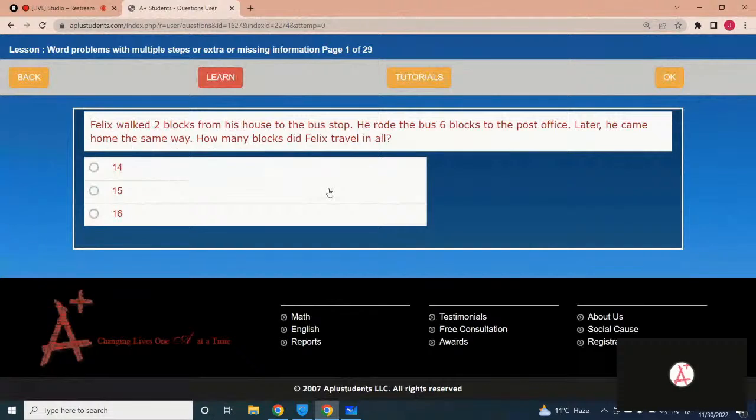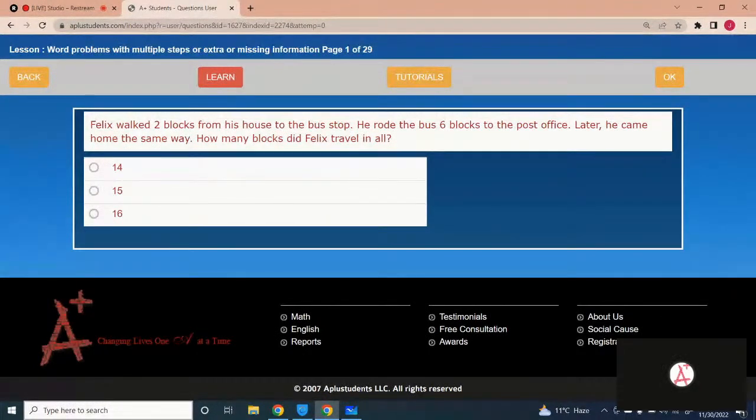Okay, Felix walked 2 blocks from his house to the bus stop. He rode the bus 6 blocks to the post office. Later he came home the same way. How many blocks did Felix travel in all? Okay. So 2 blocks from his house to the bus stop.